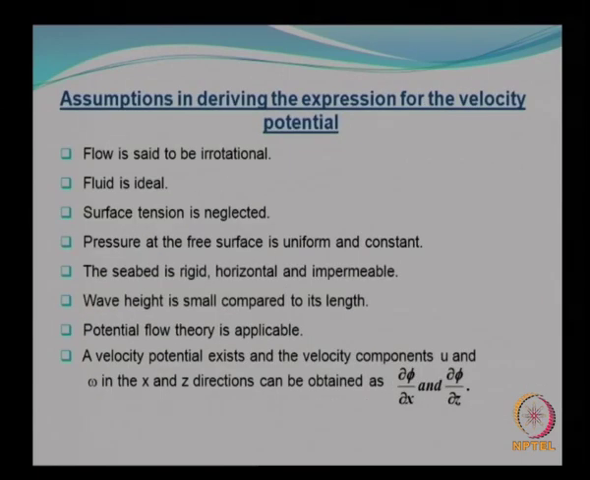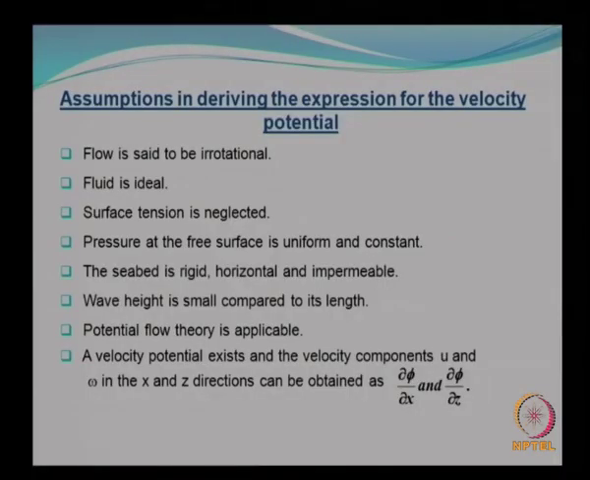Before we get to the derivation part, herein we will be looking at deriving the velocity potential for a progressive wave. What are the basic assumptions? Flow is said to be irrotational, fluid is ideal, surface tension is neglected, pressure on the free surface is uniform and is assumed to be a constant, the seabed is rigid, horizontal and impermeable.